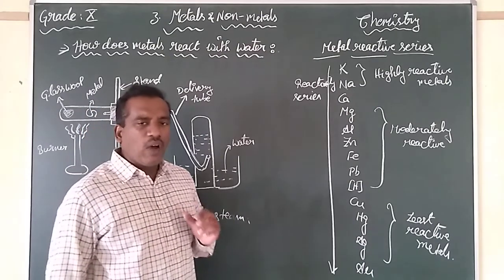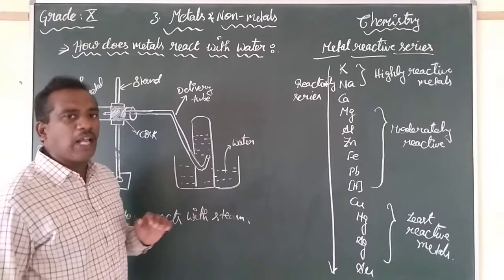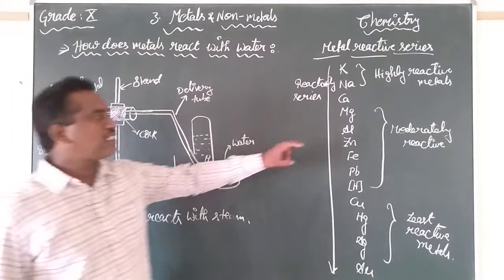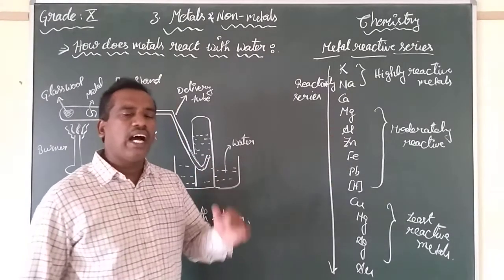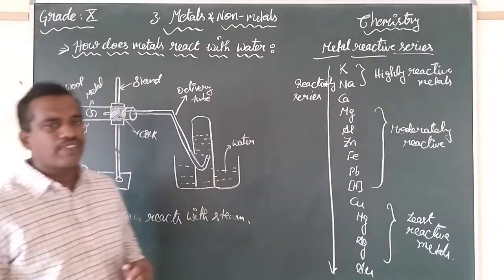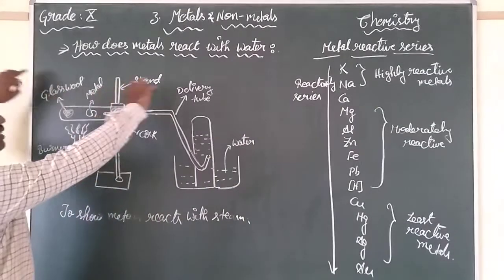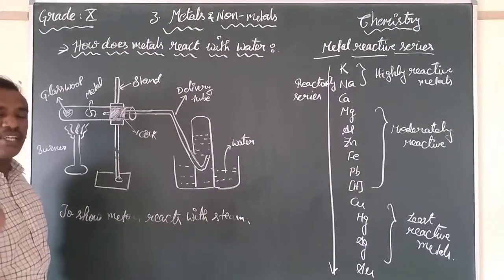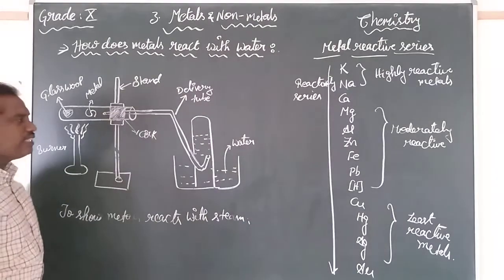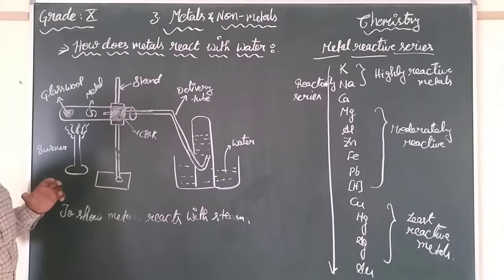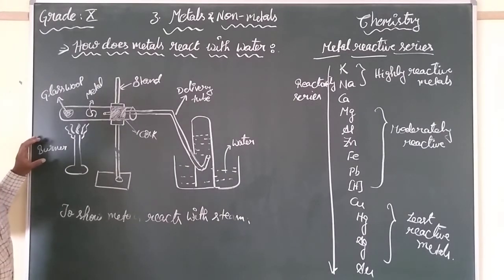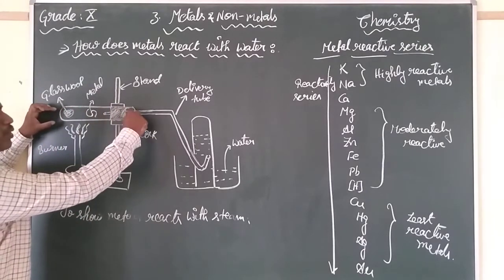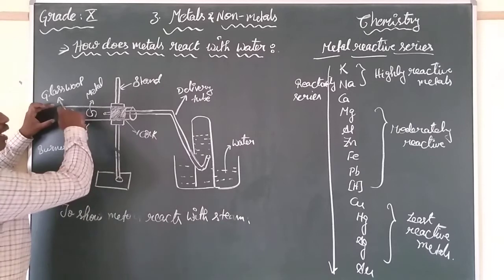Yes. Now let us see the apparatus, or the diagram, that helps us to study how metals like aluminum, zinc and iron can be reacted with the steam. For this, we have this diagram. Very important diagram for the board examinations. Let us see the diagram. What are the major constituents here? We have one Bunsen burner and also a boiling tube.